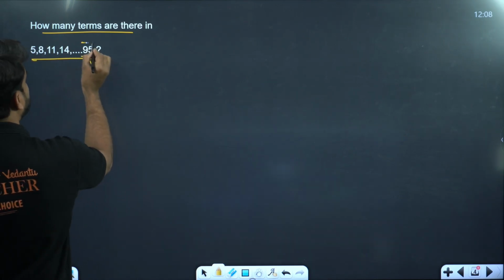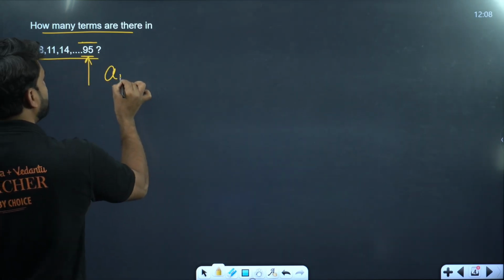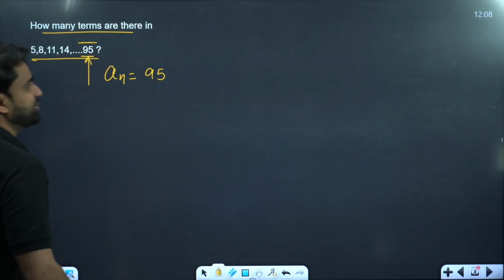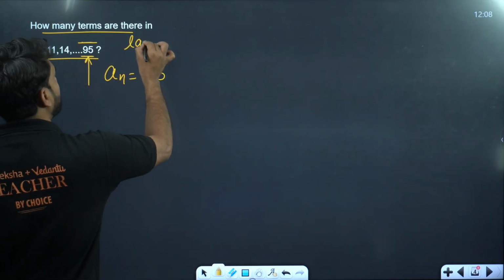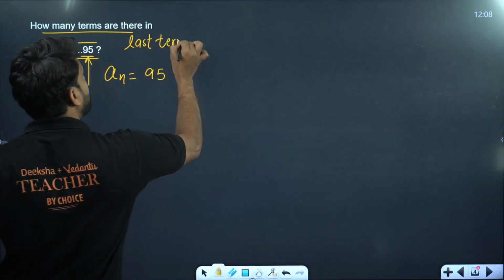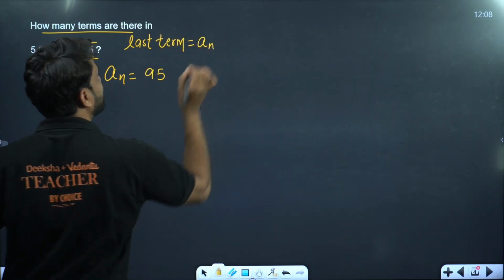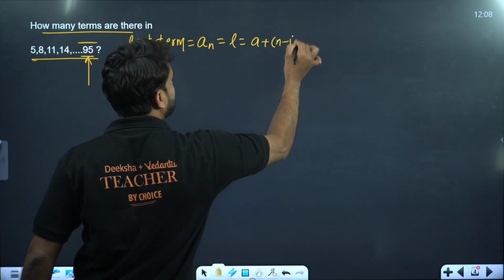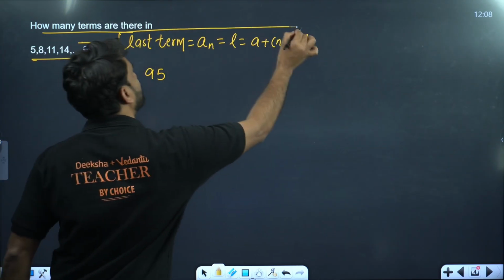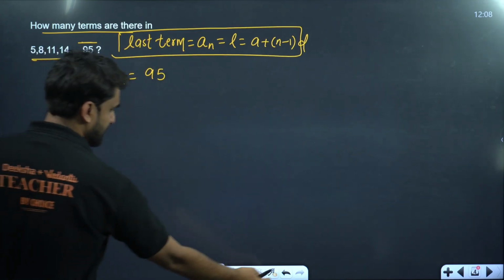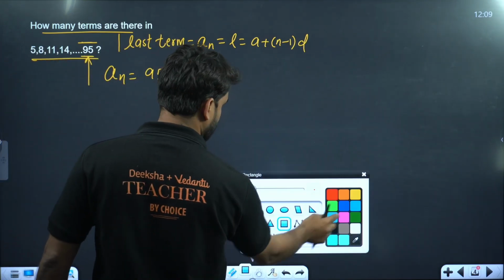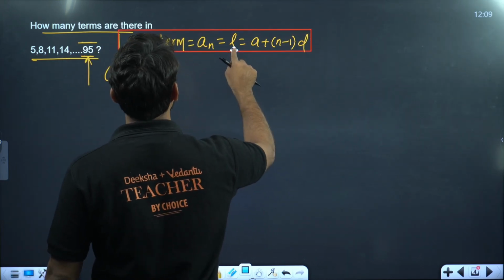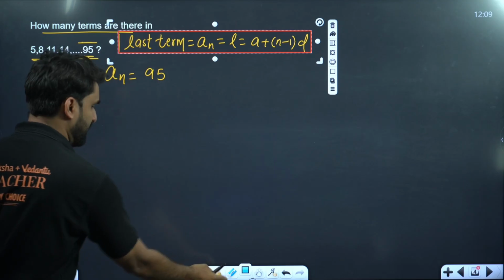We don't know the position of this number, so we can let it be the nth position. This number 95 is at the nth position and this is also called the last term. The last term is also represented as an, or we can say L, and we have the formula A plus n minus 1 into D. So let's use this formula here in this question. Champion, please, this is very important. The last term and the nth term both have the same formula.